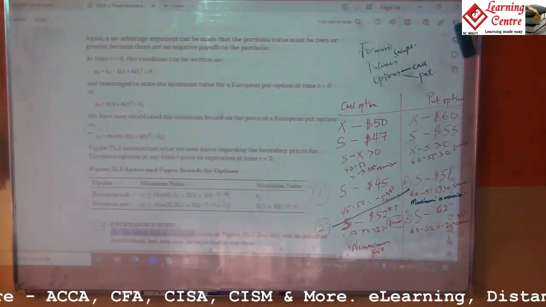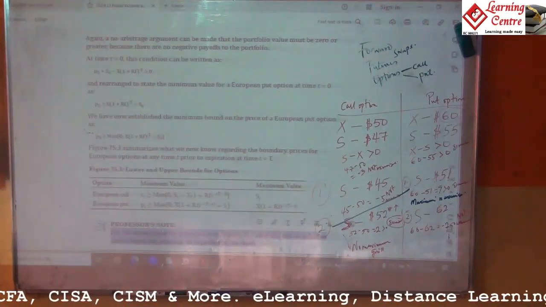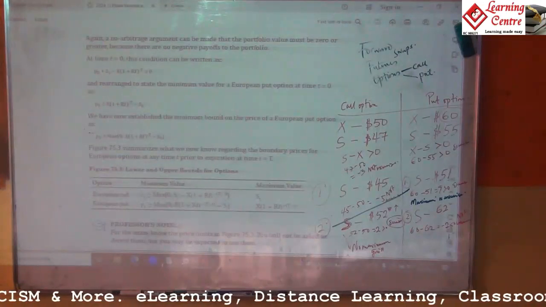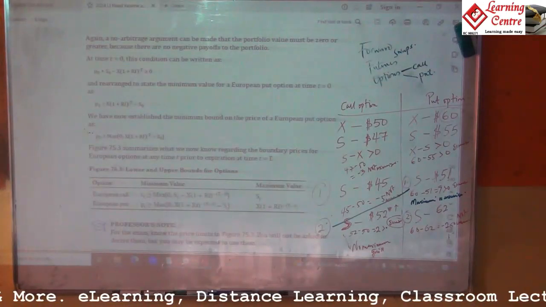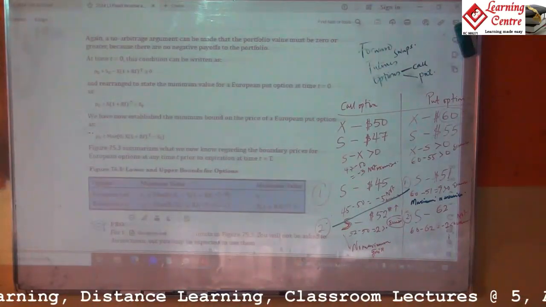So for the exam, you just need to know the price limits. You will not be asked to calculate them. So this is just what you need to know. The call option is greater than... these four things are what we have both spoken about.